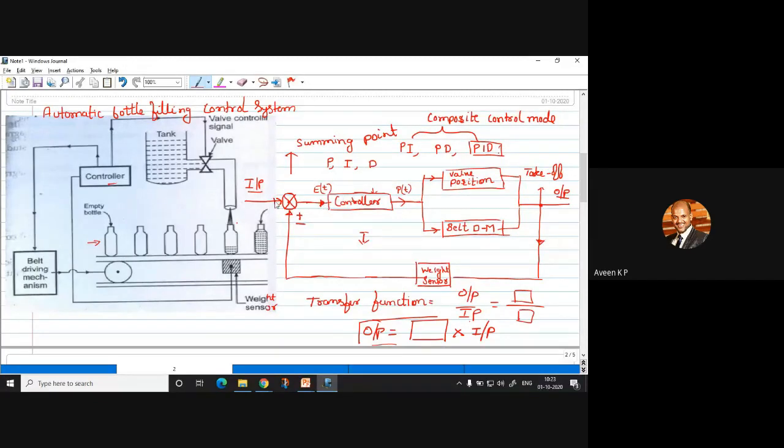See, this is the mainstream. I will just highlight. So this is the mainstream where the signal is flowing. We call this as forward path. And you can see the same. And this is backward path. So if you see the direction, you will understand this is the backward path.